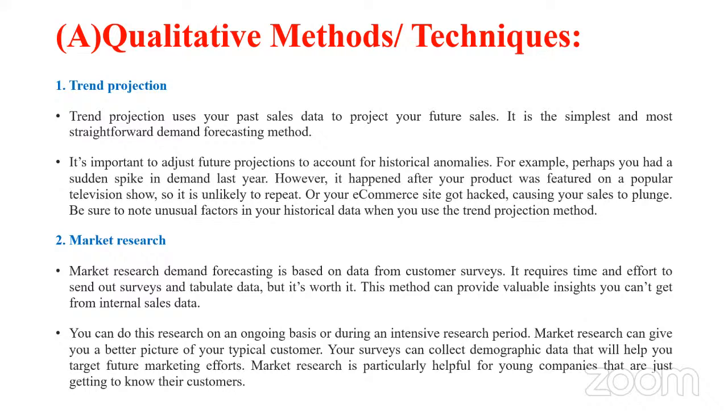It is the simplest and most straightforward demand forecasting method, because what is the trend? On the basis of, let's say, each year a 10% increase, you are producing or manufacturing 10% more than the previous year's output. So it's important to adjust the future projections to account for historical anomalies. For example, perhaps you had a sudden spike in demand in the last year.